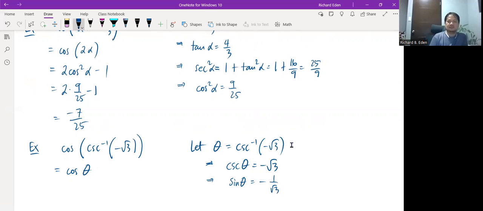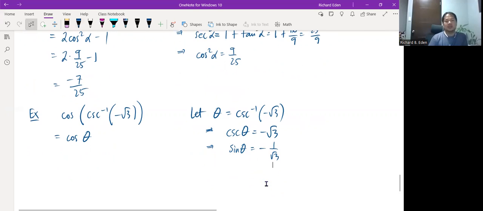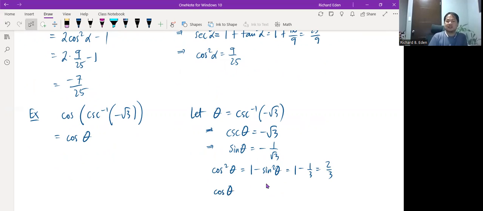Cosine is the co-function of sine. Well, at least for now, cosine squared theta is equal to 1 minus sine squared theta, 1 minus 1/3, so 2/3. And so this means cosine theta is plus or minus the square root of 2/3. But can we make a determination between plus and negative?